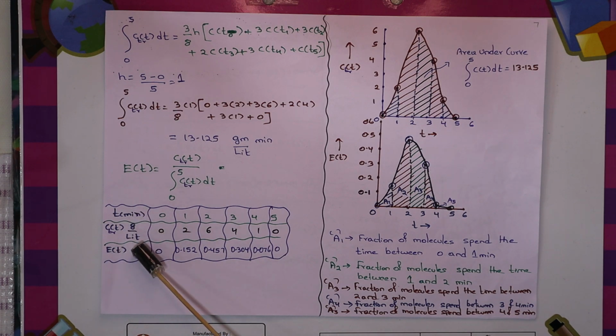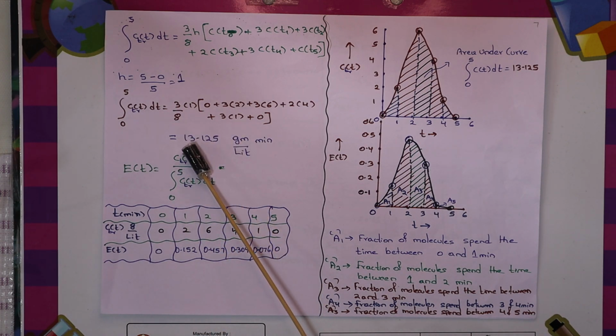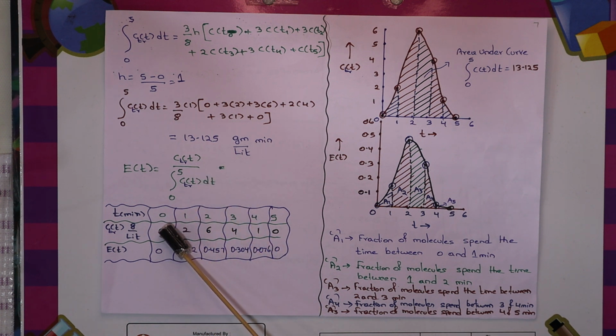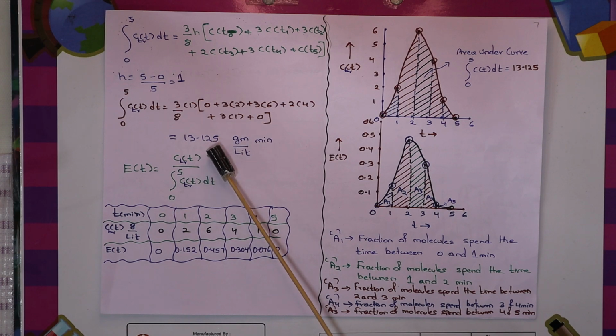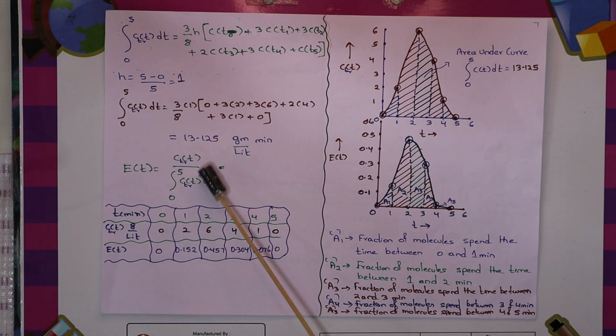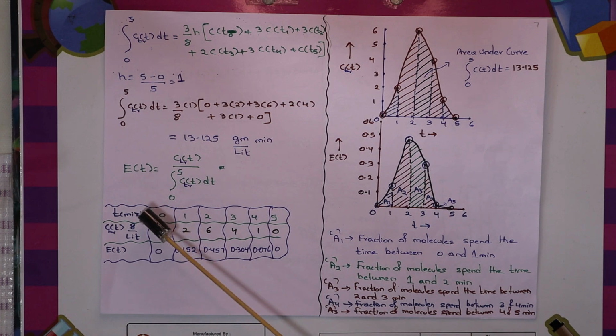Let us plot. I know the t versus concentration data. Now I have to plot t versus E of t data. E of t is nothing but C tracer divided by area, and the area I have got is 13.125. That means every value of the concentration I have divided by this total 13.125. For example, 0 by 13.125, 2 by 13.125, 6 by 13.125. If you evaluate, you get the E of t graph. Now simply you have to plot time versus E of t.